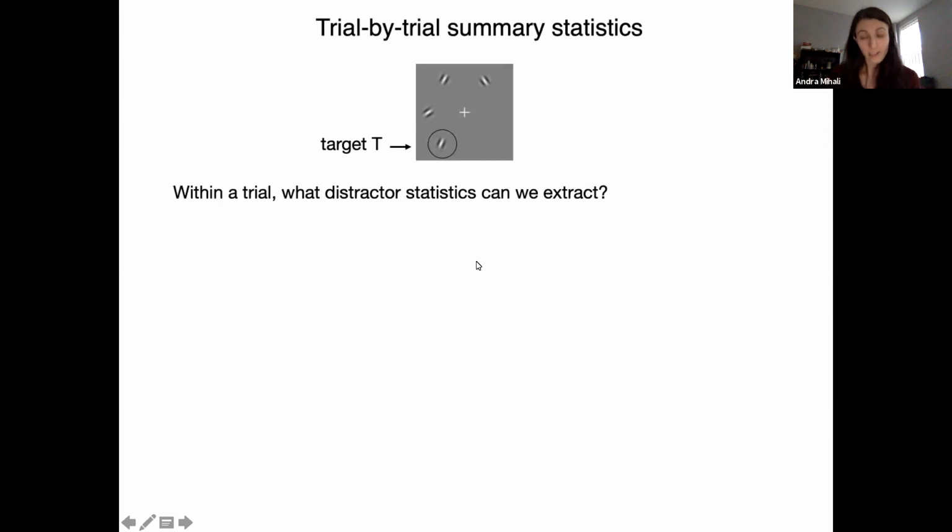Okay, so let's imagine a trial and define our trial-by-trial summary statistics, which will be used in my study as well as Joshua's.